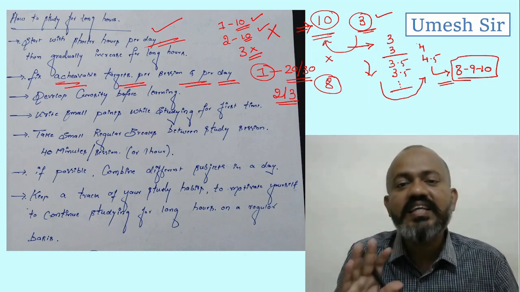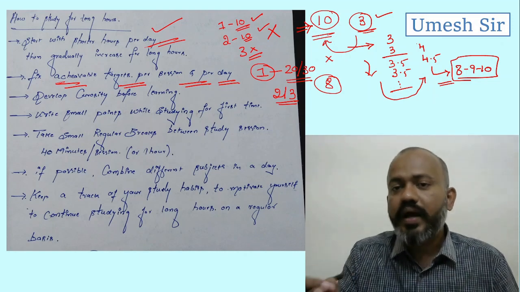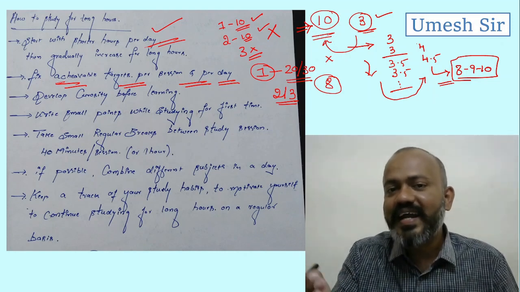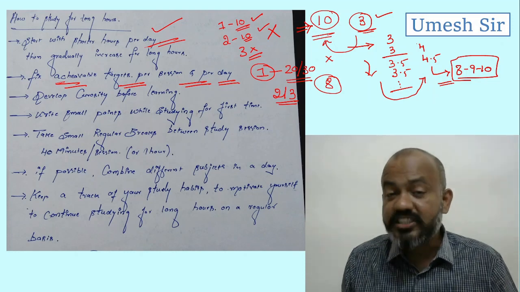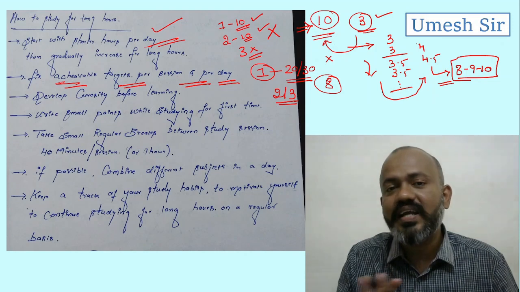So do not fix those magical targets. Fix a realistic target. 2 or 3 pages is a realistic target which is achievable. You fix realistic and achievable targets which are possible for you. That you have to fix. Do not try to do everything.